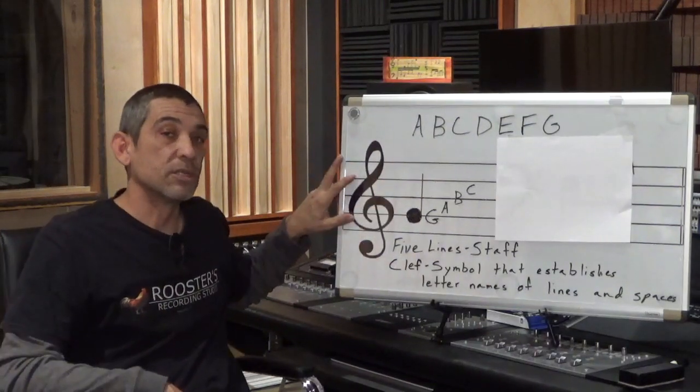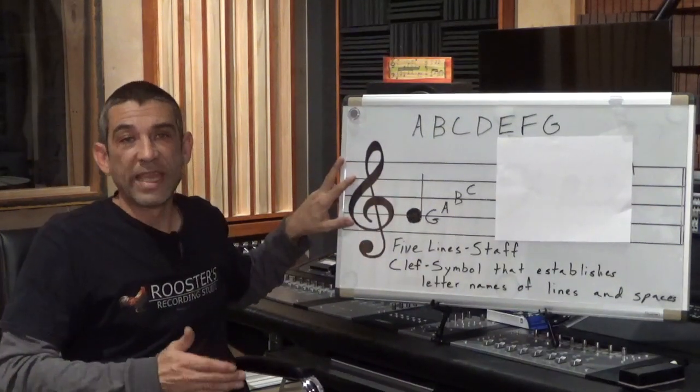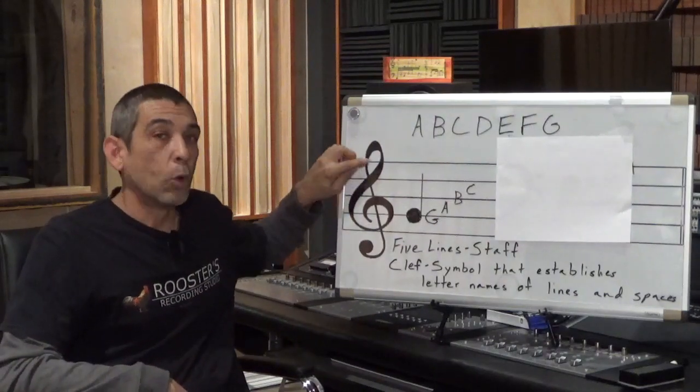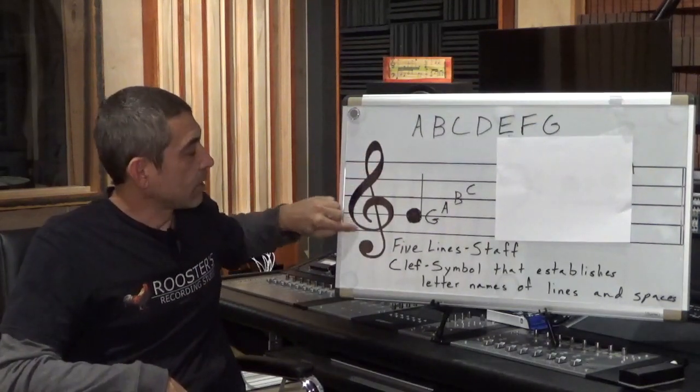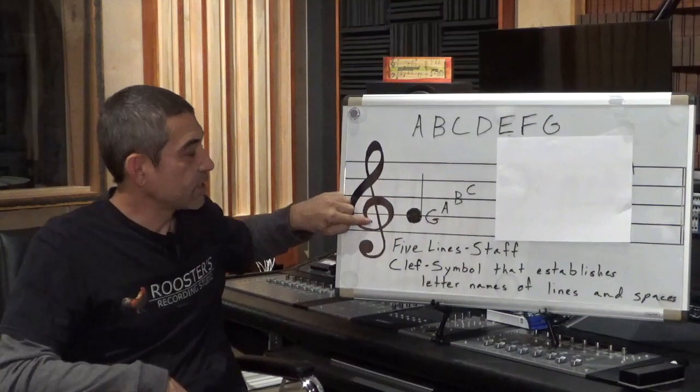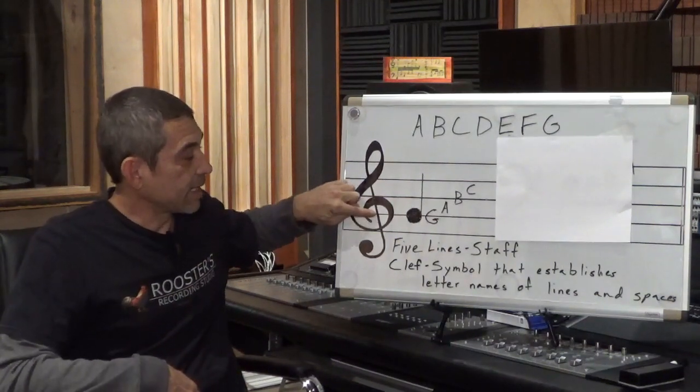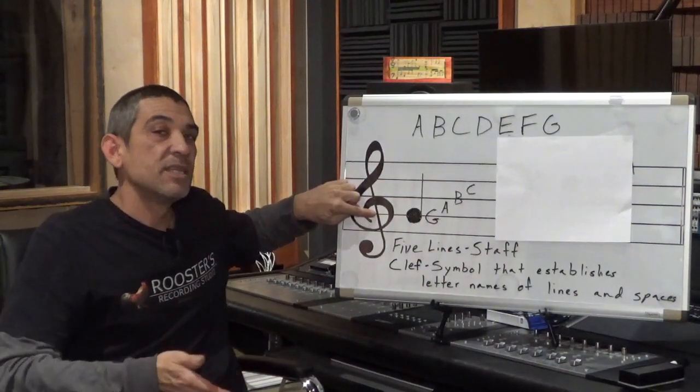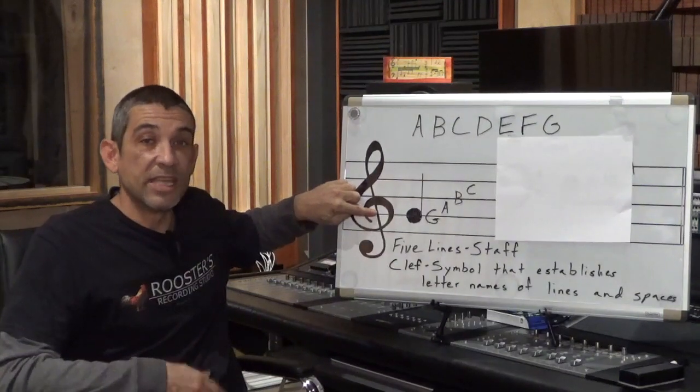This symbol is called a treble clef or a G clef. It's just an ornate G, and if you see how the line comes around where it terminates or ends at the second line from the bottom, this indicates that this line is a G.